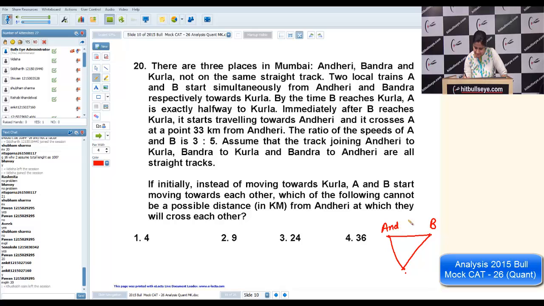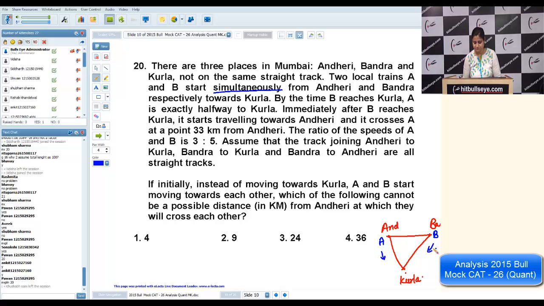This is Andheri, Bandra and Kurla. Two local trains, A and B, start simultaneously, that was the key word here, simultaneously from Andheri and Bandra respectively towards Kurla. By the time B reaches Kurla, A is exactly halfway to Kurla.